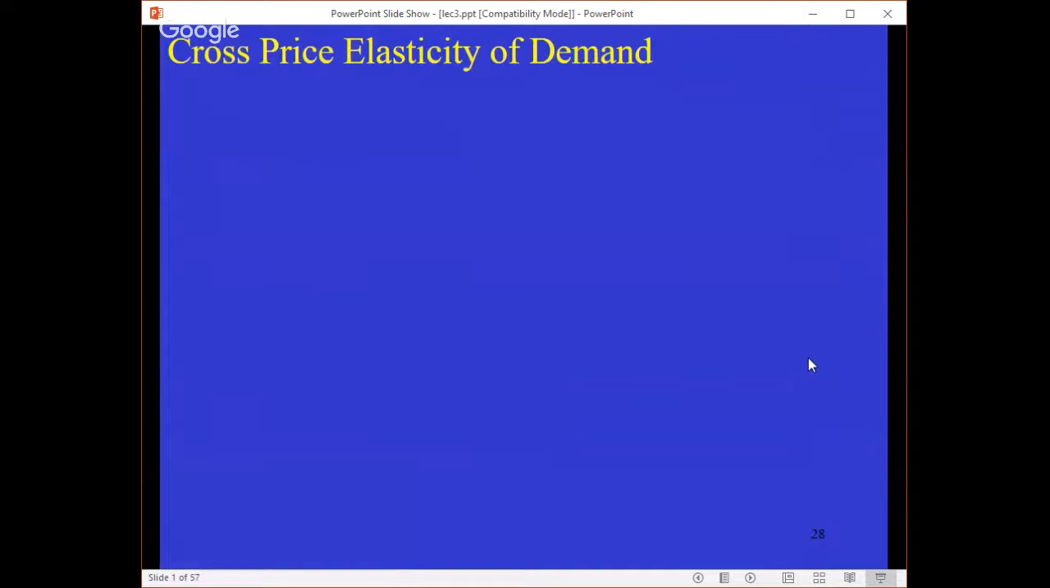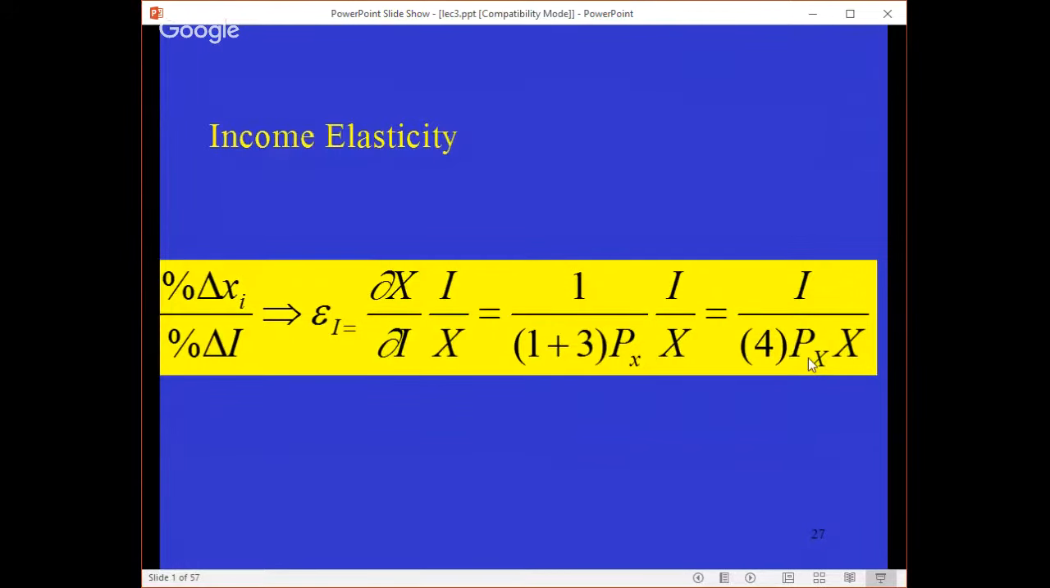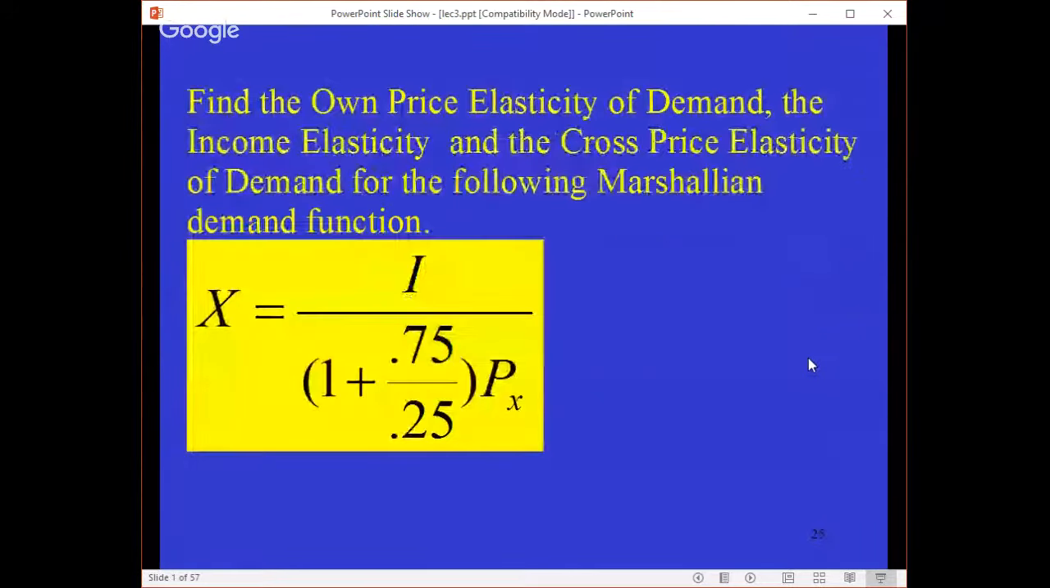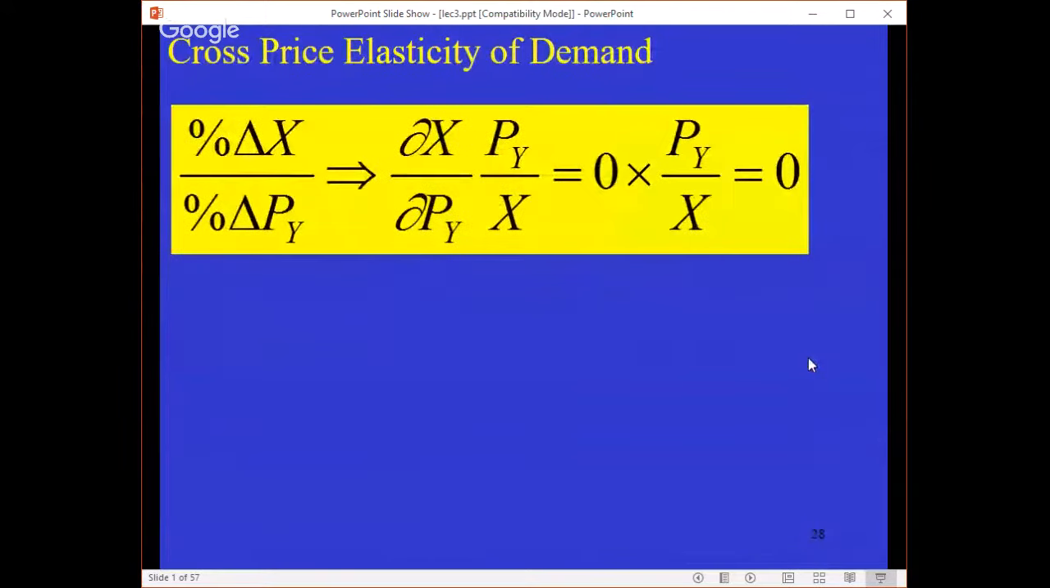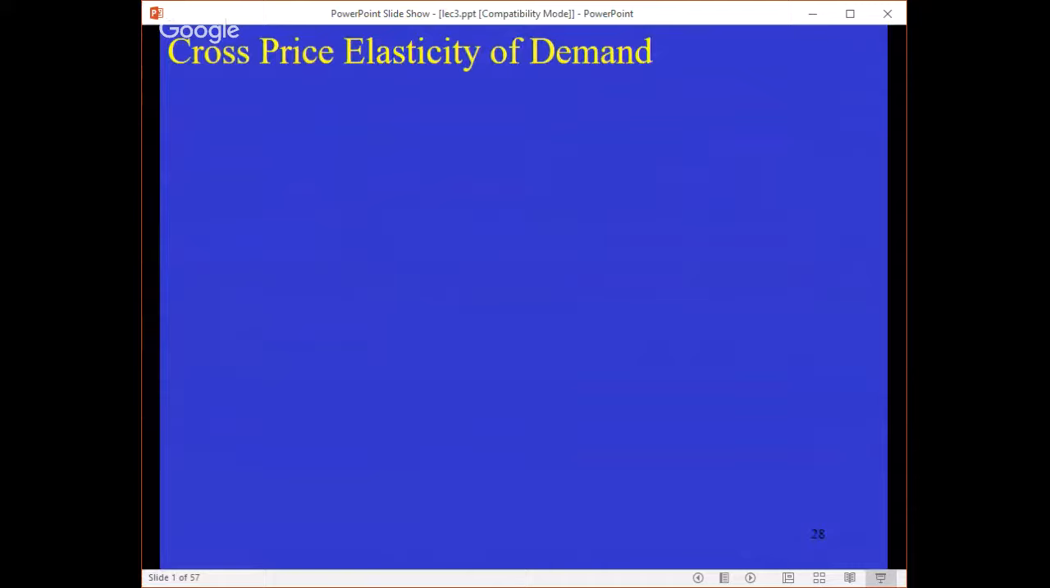So cross price elasticity. Now, what did I say when I first showed the demand function? I know, that was like 3 minutes ago, you guys don't remember, that's fine. So what's the cross price elasticity of demand in this case?